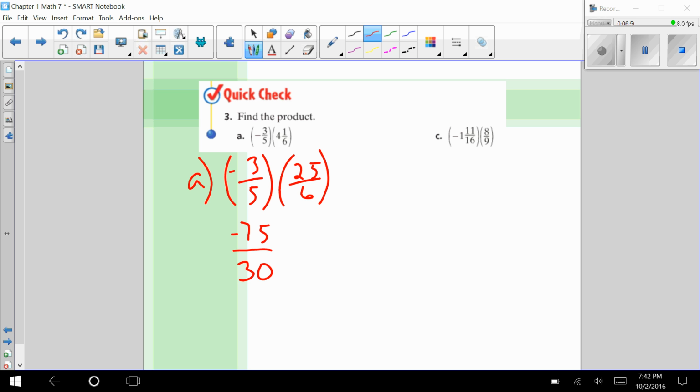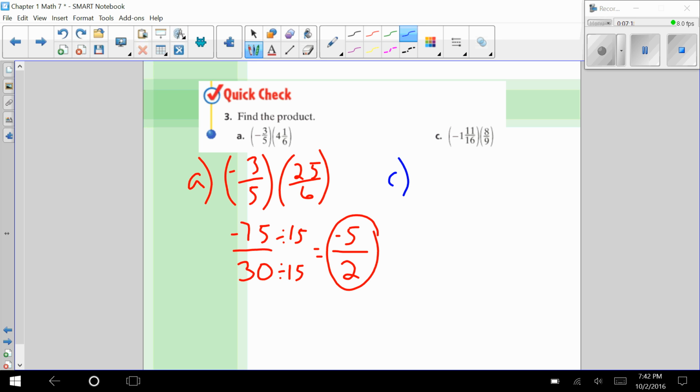Now this one you may not see right off the bat, but actually 15 goes into both of these. 75 divided by 15 is negative 5. And 30 divided by 15 is 2. My answer is negative 5/2.